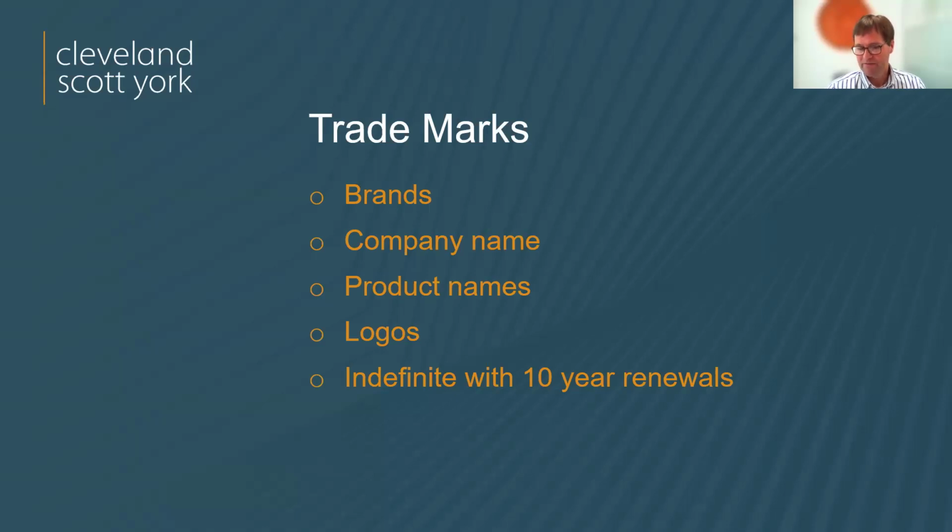Trademarks cover various aspects of the commercial get-up. So it can cover brands for names of products. It can cover the company name. It can cover logos associated with your business, so just images, but also names, just pure text. And then, again, another thing about trademarks is they last indefinitely. There's no end of life to trademarks. You have to renew them usually every 10 years. But other than that, they can go on forever.